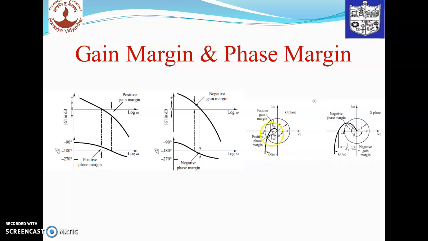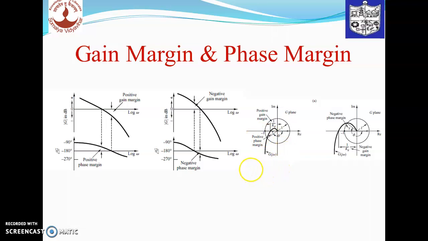This is a polar plot plotted for some transfer function. What you have to do is make a unit circle, because that corresponds to the magnitude, passing through minus 1 plus j0. Why is the point minus 1 plus j0 important? The characteristic equation says 1 plus GH equals 0, or G(s)H(s) equals minus 1. When I take the magnitude, |G(s)H(s)| equals 1. So that is why we are taking a unit circle.